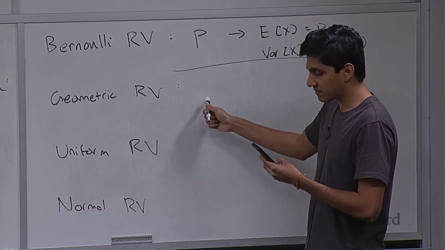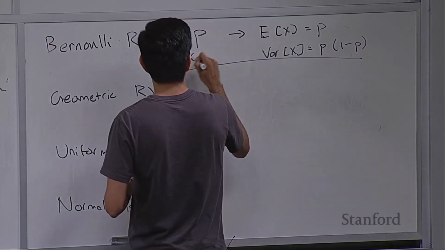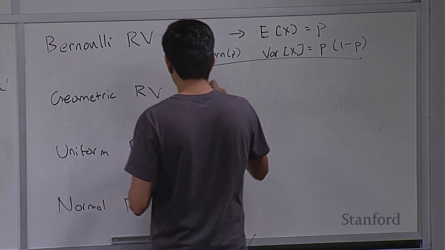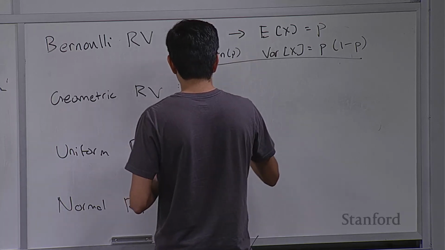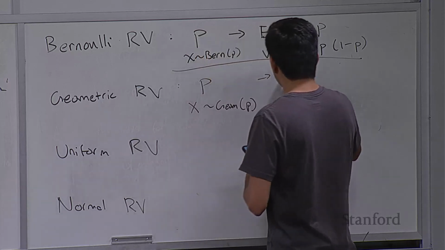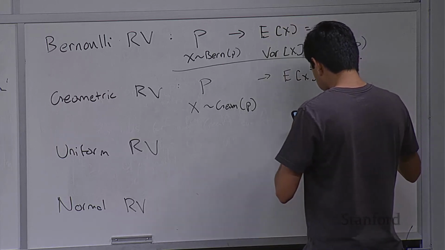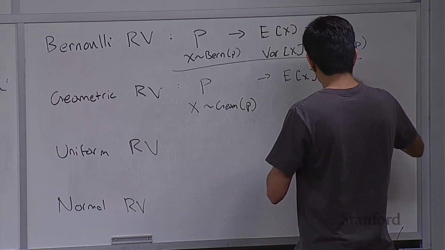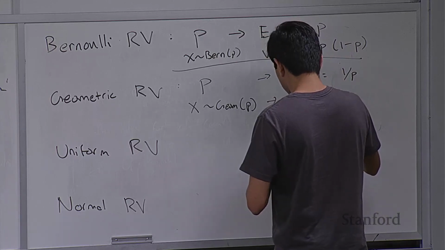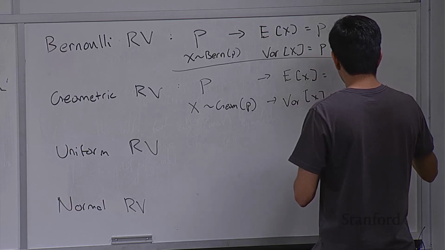That's what a geometric random variable describes. And if x is drawn from Bernoulli with p, it also has probability of p. If x is drawn from geometric p, then we have that E of x is 1 over p, and the variance of x is 1 minus p over p squared.